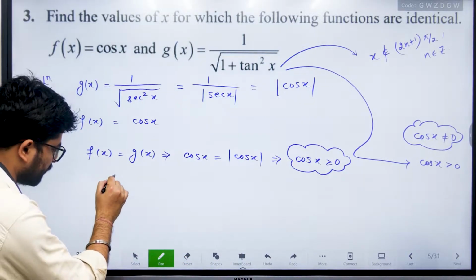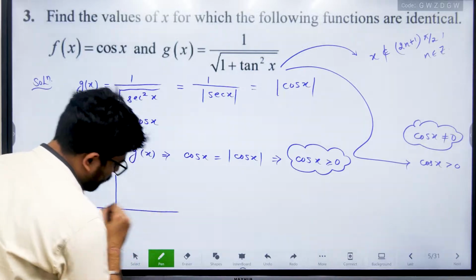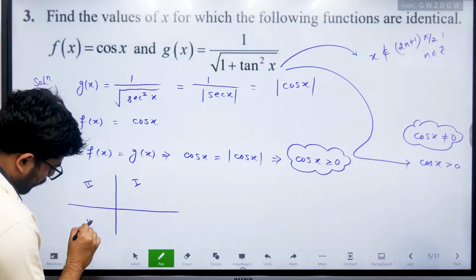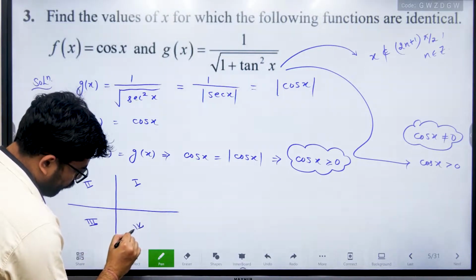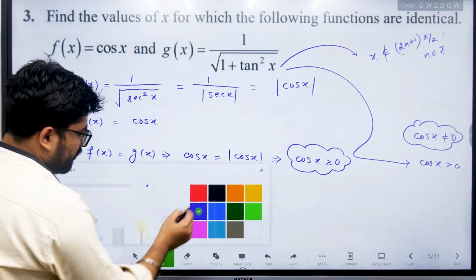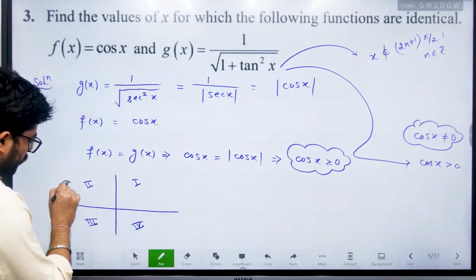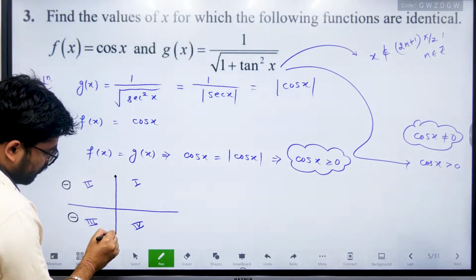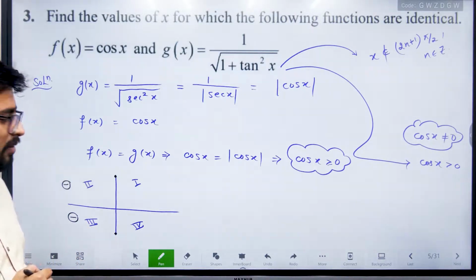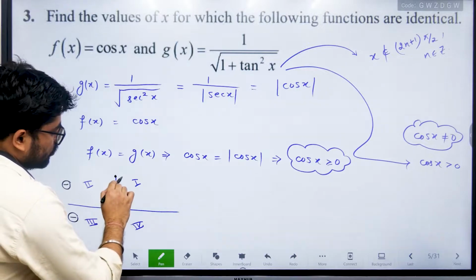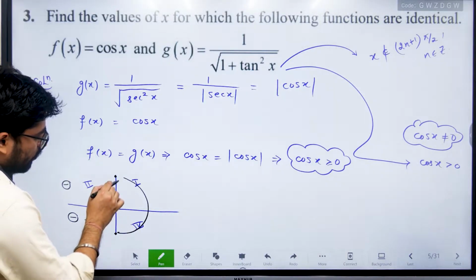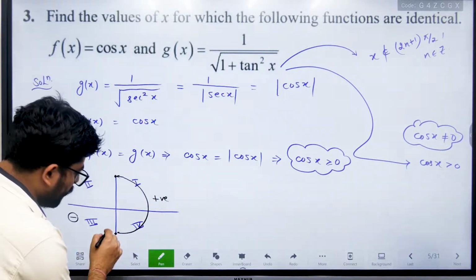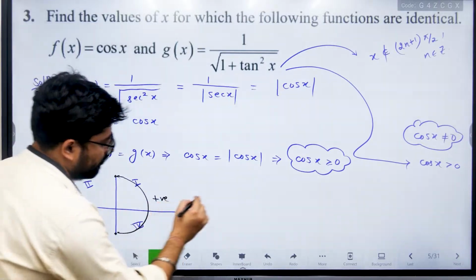If you observe your quadrants: first quadrant, second quadrant, third quadrant, and the fourth quadrant. In second and third we already know cos is negative. Here at pi by 2, 3 pi by 2, odd multiples of pi by 2, the cos x is 0. So if you take any value from here to here, cos x is positive.